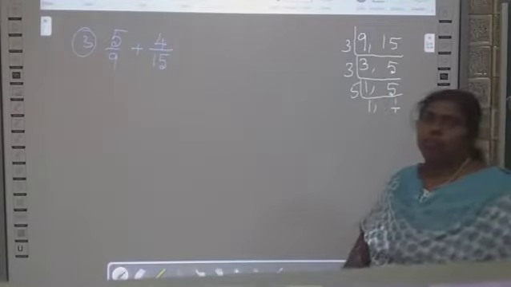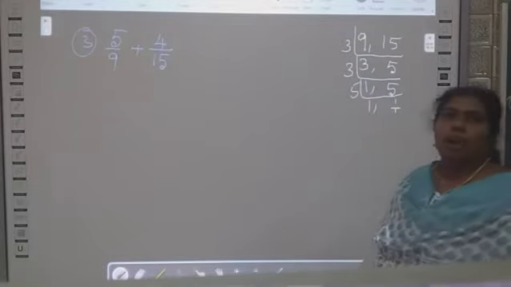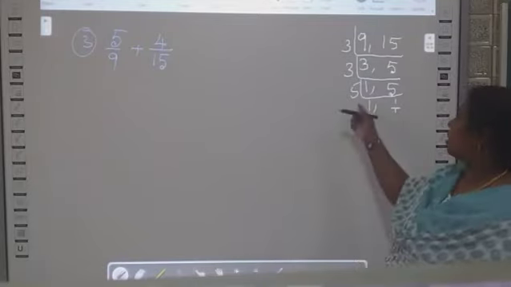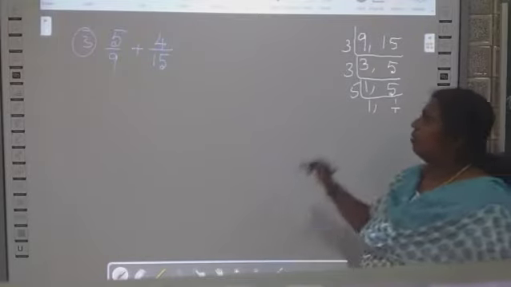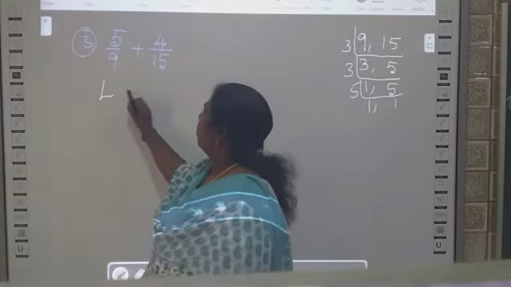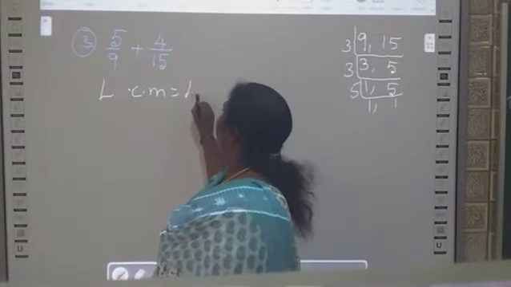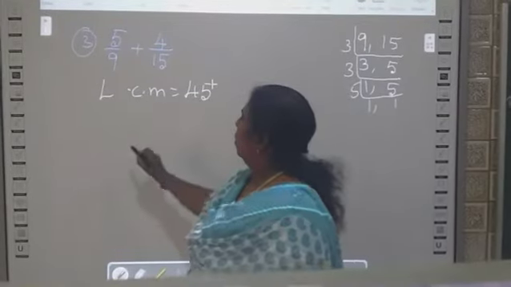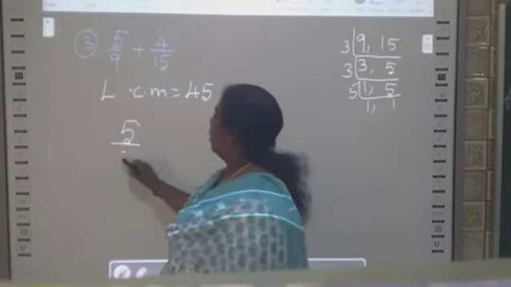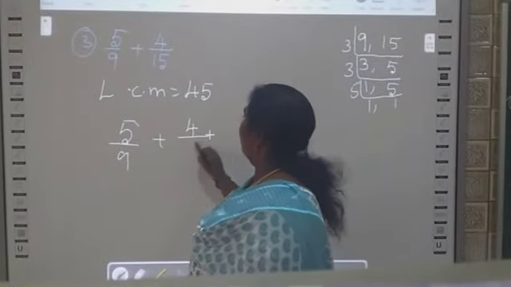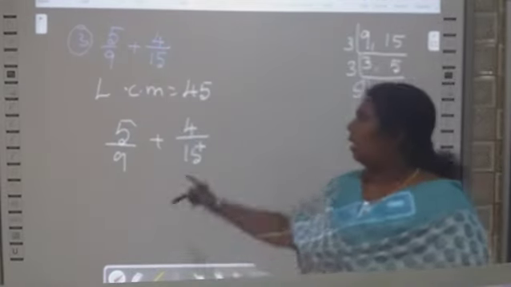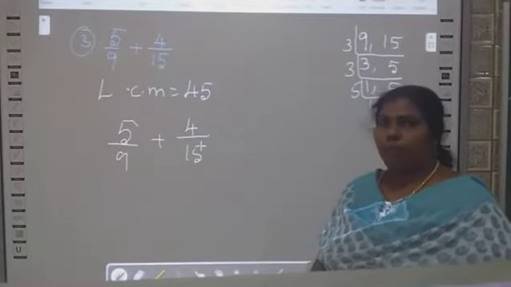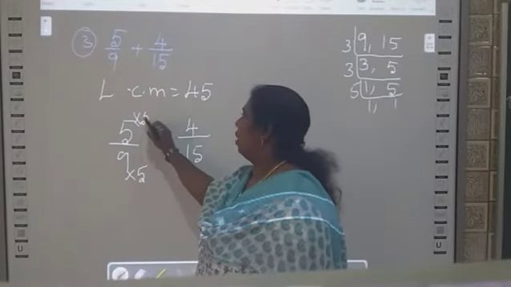Here not possible, 5. Next, fourth table 1, 1. So multiply these three numbers. 3 times 3 is how much? 9, isn't it? 9 times 5 is 45. So LCM is equal to 45. Then the fractions 5 by 9 plus 4 by 15. What do we have to do? Make the denominator 45. 9 how many times 45? 5 times, isn't it? 9 times 5 is 45. So here also multiply by 5.